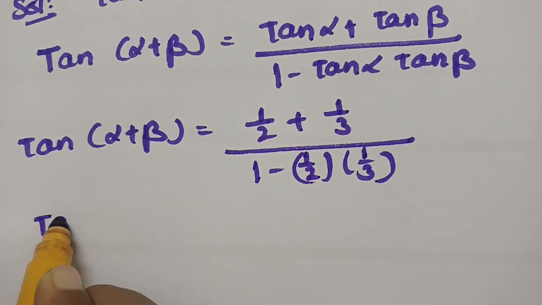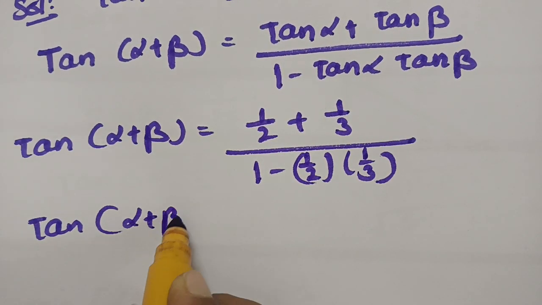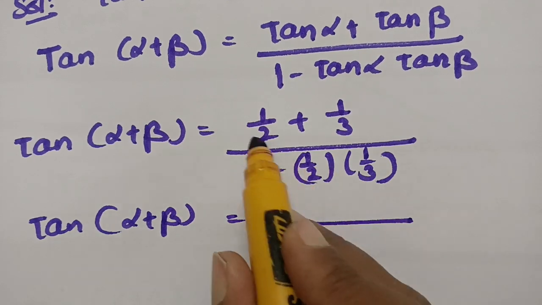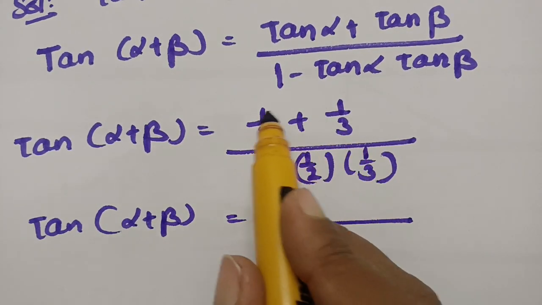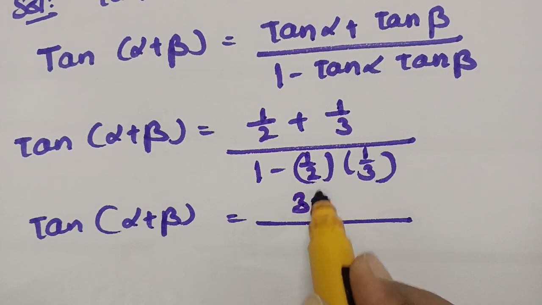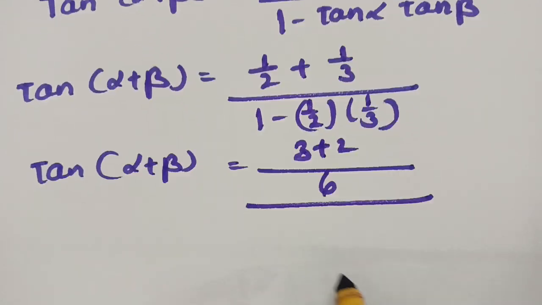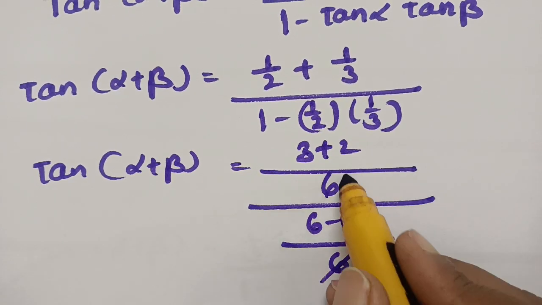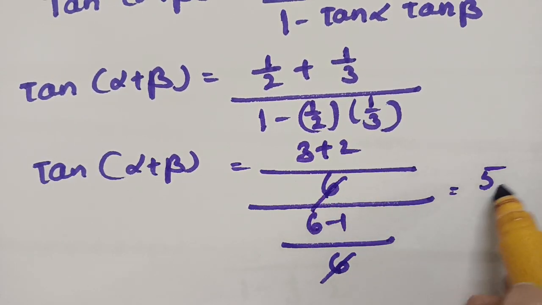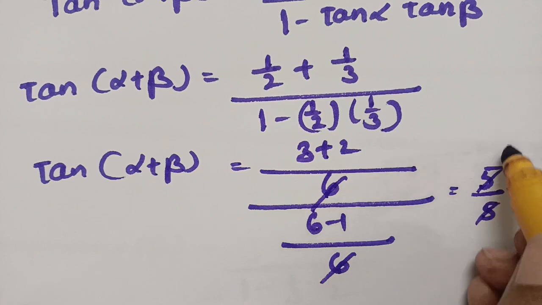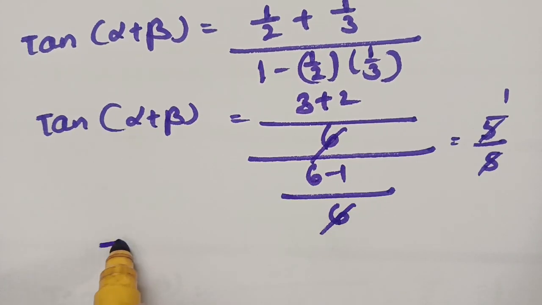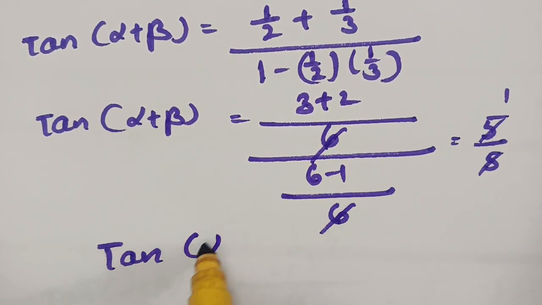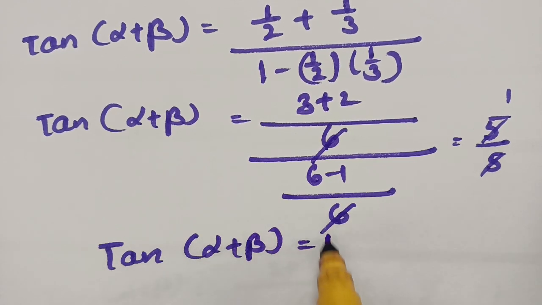So tan of alpha plus beta value is equal to, if I take 6 as LCM, this will be 3 plus 2. Again in the denominator, if I take 6 as LCM, this will be 6 minus 1. So if I cancel this, this is 5 by 5. The value here is 1. Therefore, I got the value of tan alpha plus beta as 1.